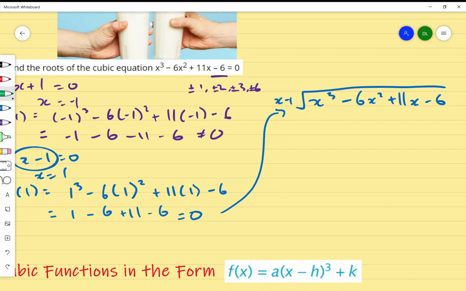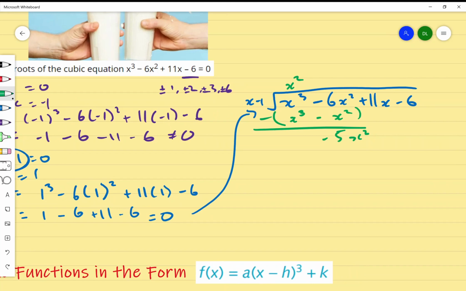X squared. And I'm multiplying, so x squared times x gives me x cubed. X squared times negative 1 gives me negative x squared. Once again, it's an implied negative. So I'm going to write x cubed, take away x cubed. That gives me 0, obviously. Negative 6x squared, take away negative x squared gives me negative 5x squared.